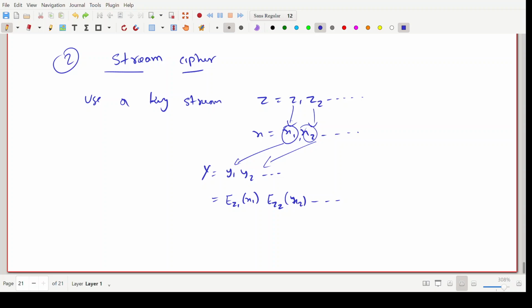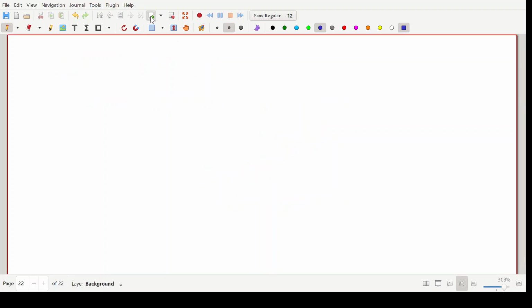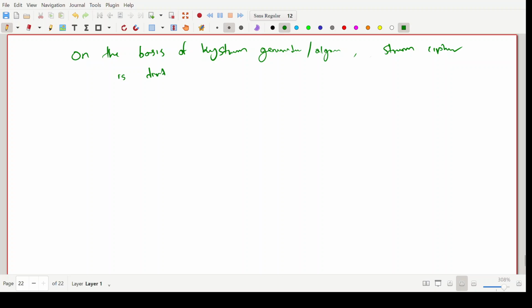So we can generate the key stream using a key stream generator or algorithm. On the basis of the key stream generation process, the stream ciphers can be divided into two parts. So here the key stream is the main important part. The first one is synchronous stream cipher and another one is non-synchronous. So first we will be seeing synchronous stream cipher.